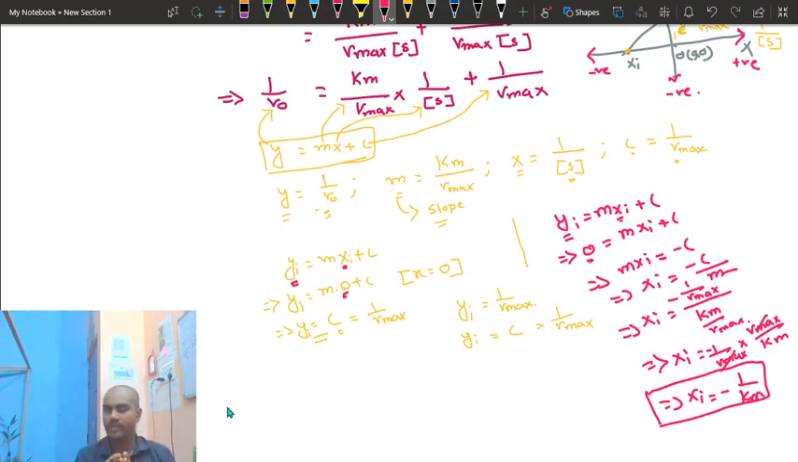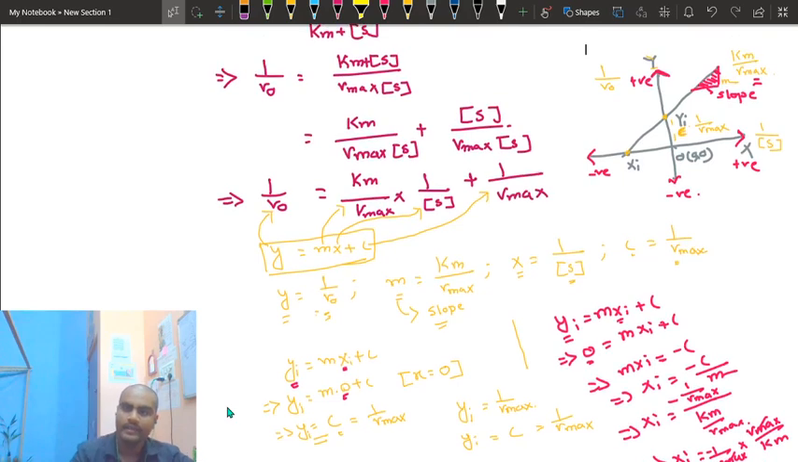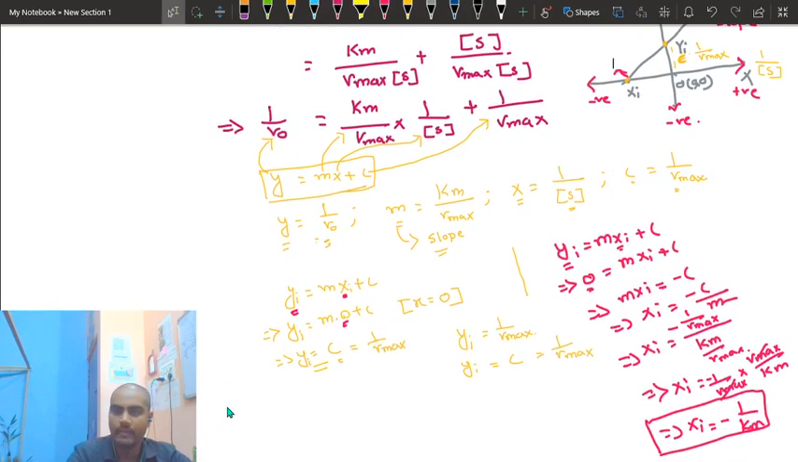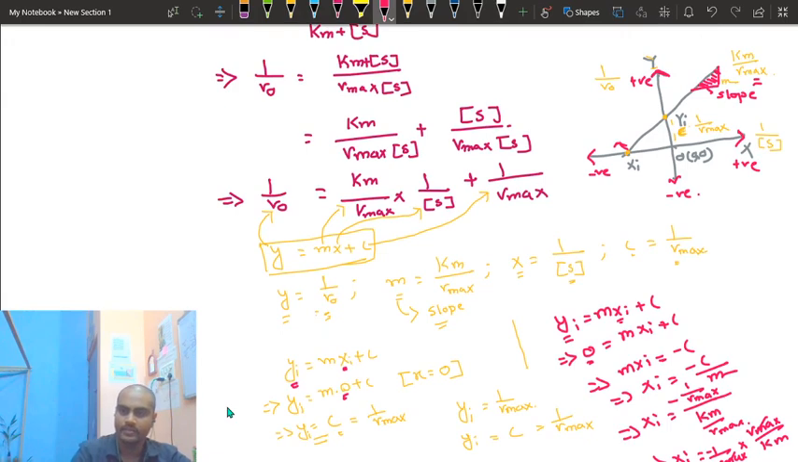So from this formula, you can easily find out what the value of the x-axis intercept and the y-axis intercept should be. Now, you just have to put it down over here. The value of the x-axis intercept will be minus 1 by Km, right? This will be the minus 1 by Km.